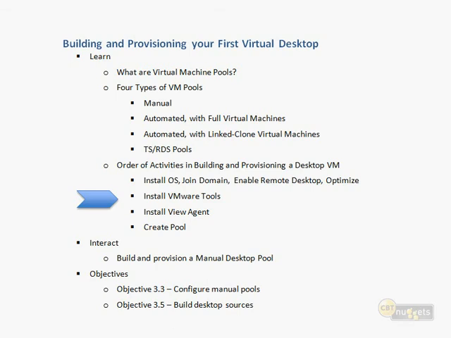Now, when you go to create a new VM, there are going to be a series of activities that you have to do in the right order to put all the pieces in place so that VM can work with View. Step 1 is to install an operating system. Okay, create that VM object, install the operating system, join it to a domain, enable remote desktop, and then run through a series of optimization activities.